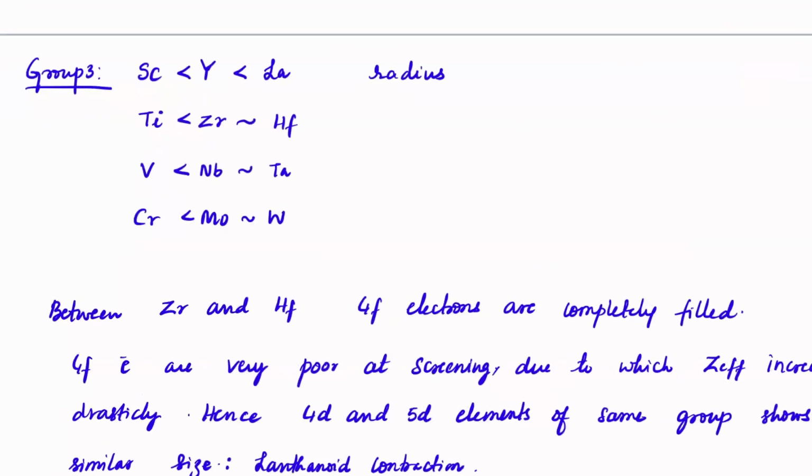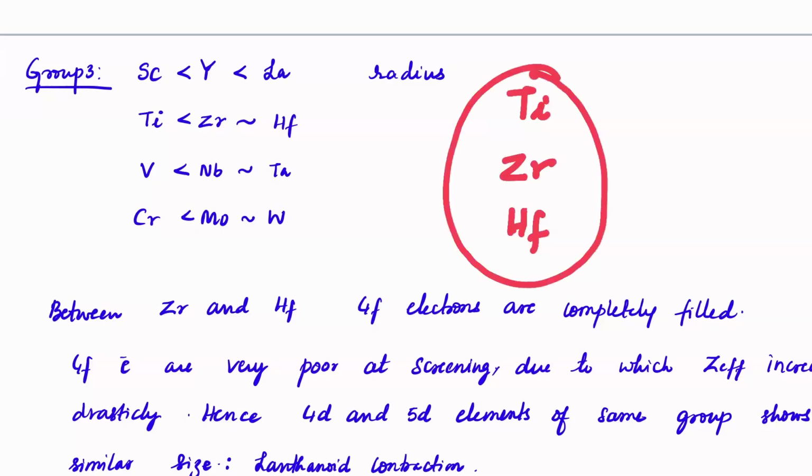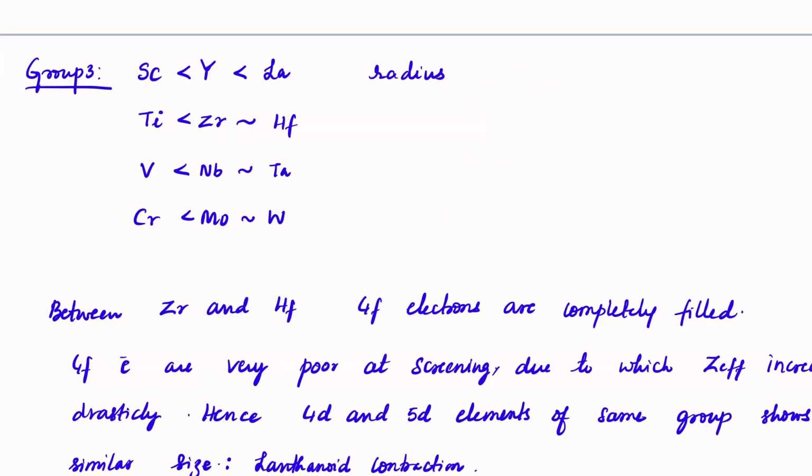Next, if you compare the radius down the group, we expect there should be an increasing trend. If you notice the third group elements that include scandium, yttrium, and lanthanum, the size is definitely increasing, and that's what we expect also. But if you go to the next group, titanium, zirconium, and hafnium, you would notice that zirconium and hafnium have hardly any change in size. In fact, the size of both is almost the same.